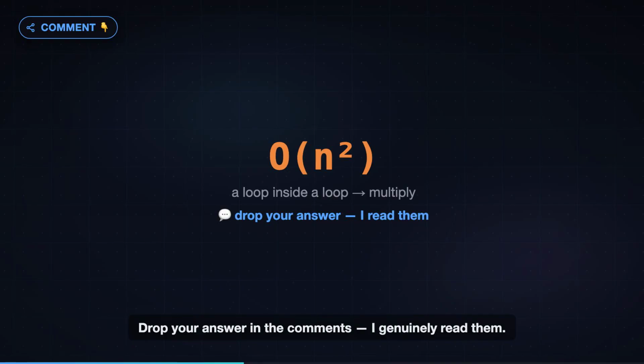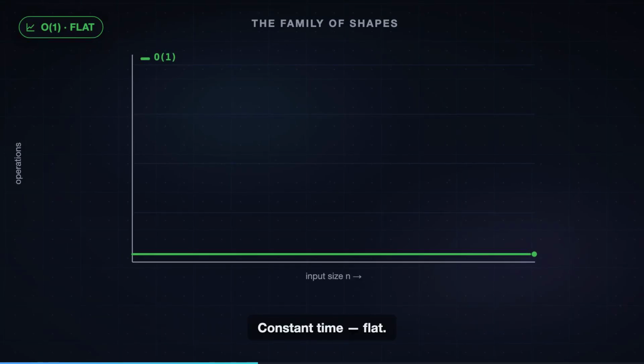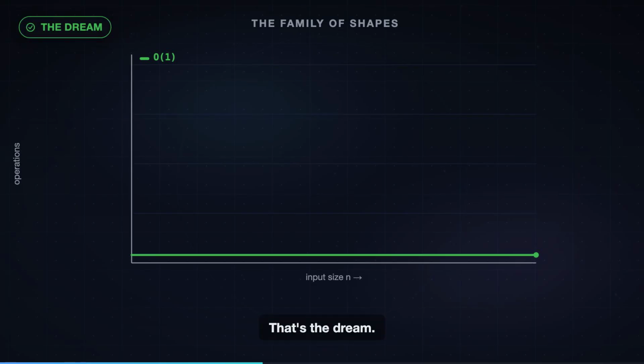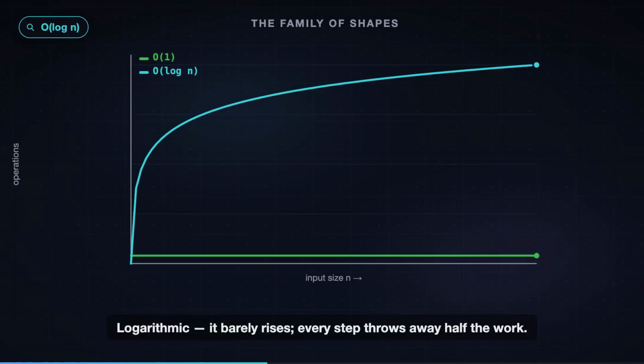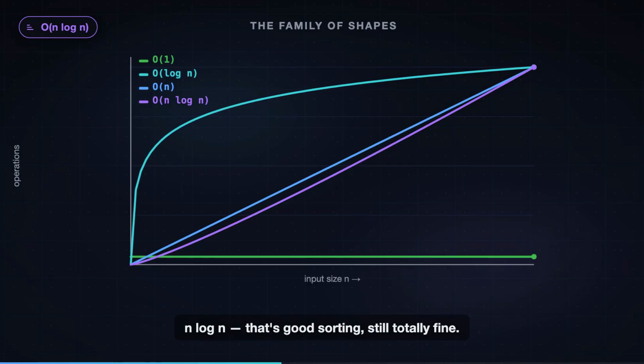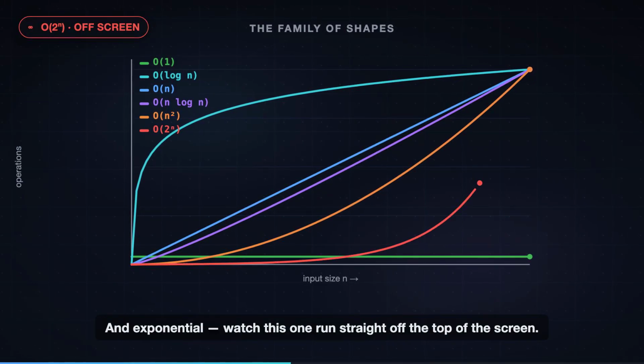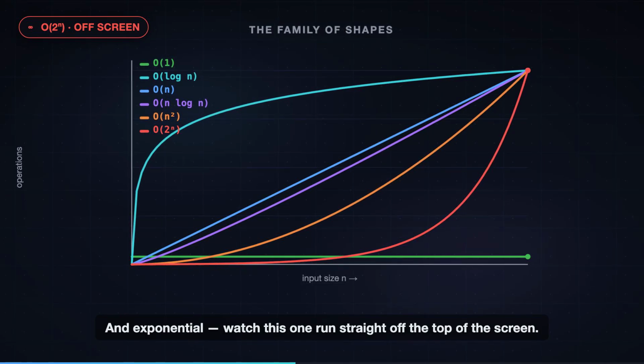I genuinely read them. Now let me show you the whole family of shapes, because once you see them, you can't unsee them. Constant time, flat. It never grows. That's the dream. Logarithmic, it barely rises. Every step throws away half the work. Linear, the straight line. N log n, that's good sorting, still totally fine. Quadratic, it bends upward. And exponential. Watch this one run straight off the top of the screen.